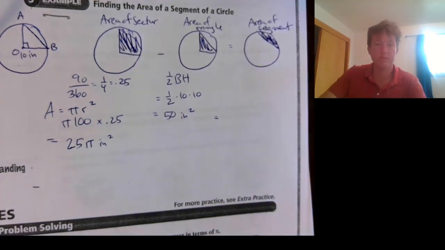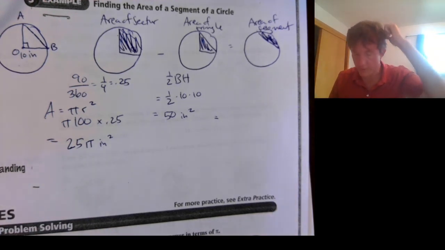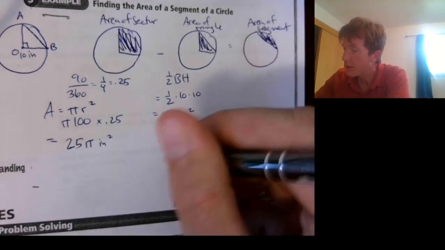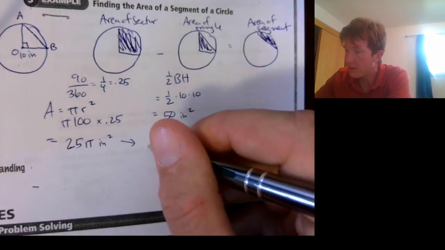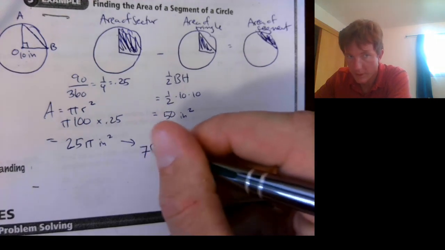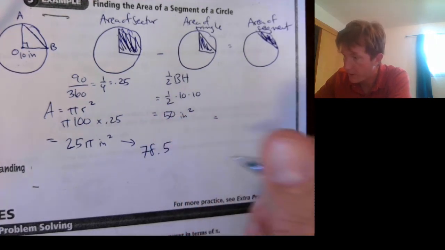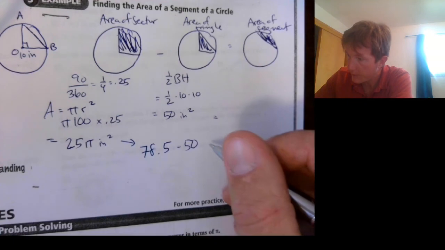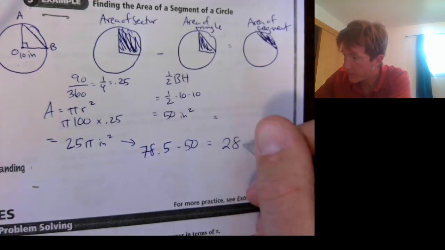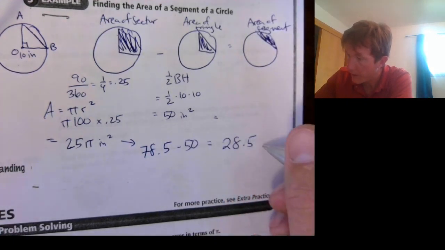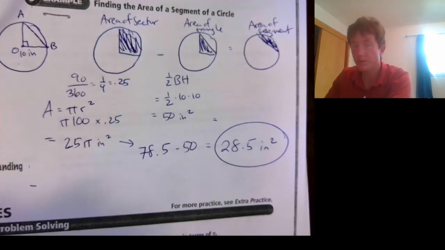So, don't exactly know what 25 pi is, so I'm going to punch it in a calculator. 25 times pi, press enter, and we're looking for the nearest tenth here. So this number is going to be 78.5 minus that 50. So the area of our segment is 28.5 inches squared.